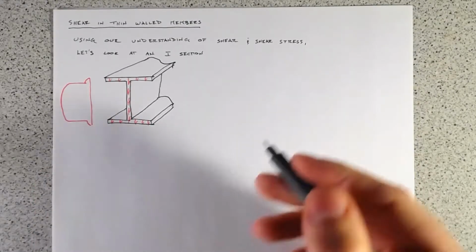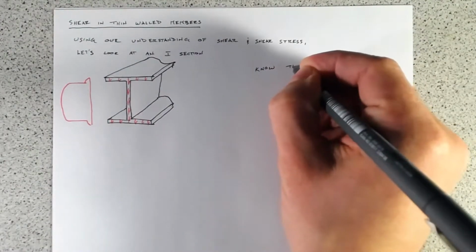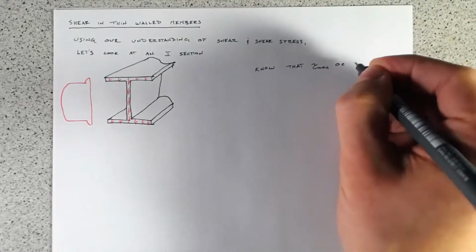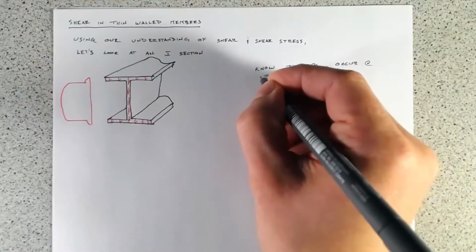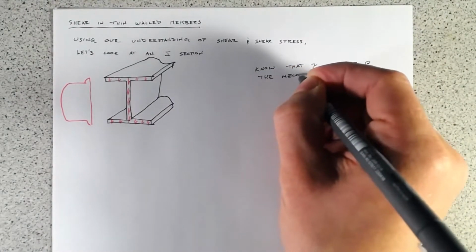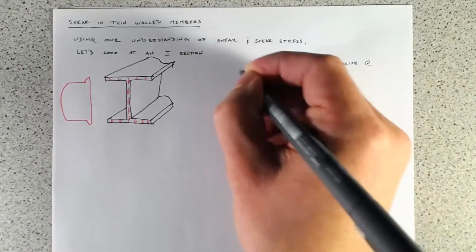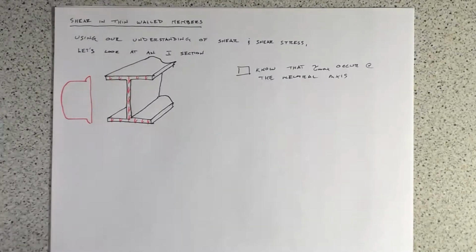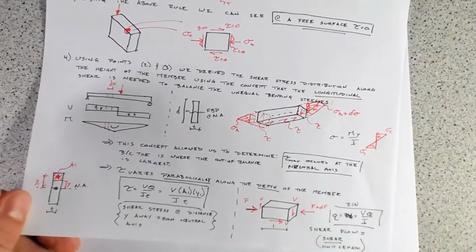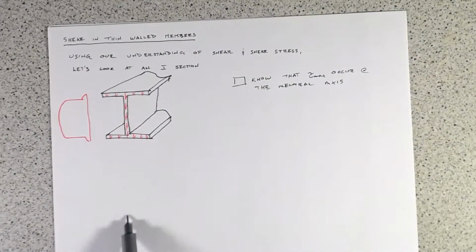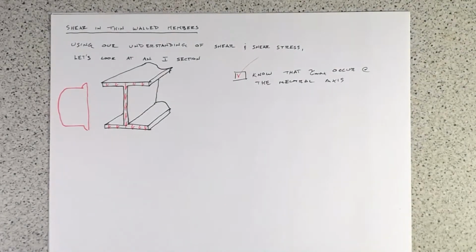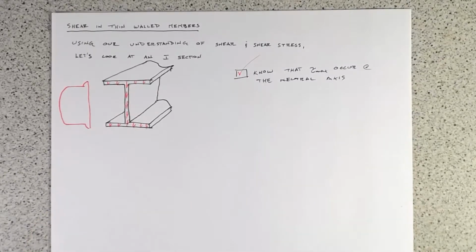So, what's our first one? Well, we know that tau max occurs at the neutral axis. We'll put a little checkbox there. Is that the case? The way that we've drawn this out using our VQ over IT model, Q is biggest where this longitudinal force is the largest, and that's the neutral axis. So that's what we've drawn there, and I'd say that's good. That's one of our understandings of how shear stress works, and it works with our existing model.